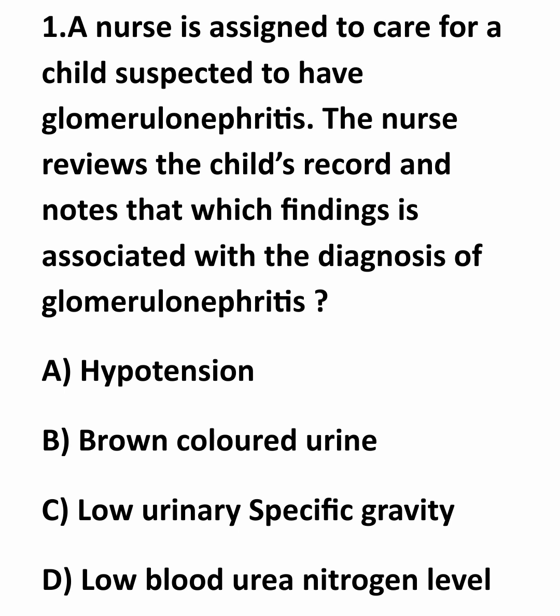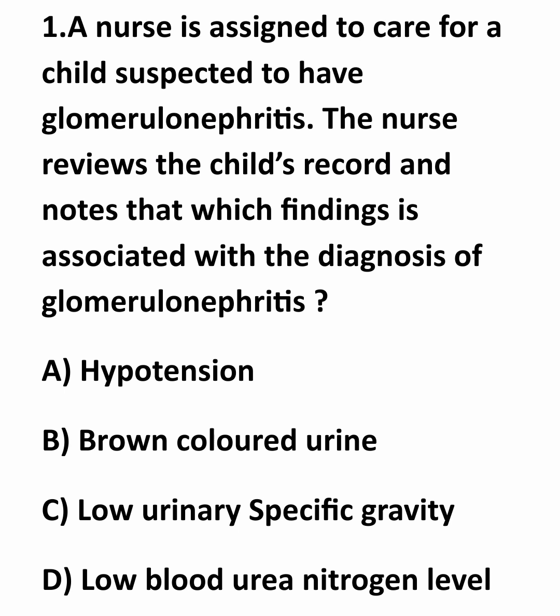Friends, today we can see some questions from pediatric nursing, that is from the renal system. We will see the questions one by one. First question: a nurse is assigned to care for a child suspected to have glomerulonephritis. The nurse reviews the child's record and notes which finding is associated with the diagnosis of glomerulonephritis.